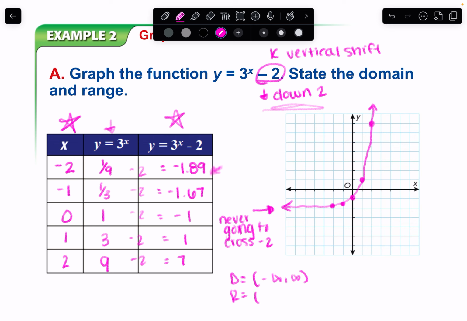Your range is a little bit different this time. Because it moved down 2 spaces, going from 0 like we did on the last example, it's now at -2 is the lowest that my graph is going to go, and then the highest my graph will go is to +infinity. So you could also write that as y is greater than -2, not equal to, just greater than, because again, it's never actually going to touch -2 or cross -2.